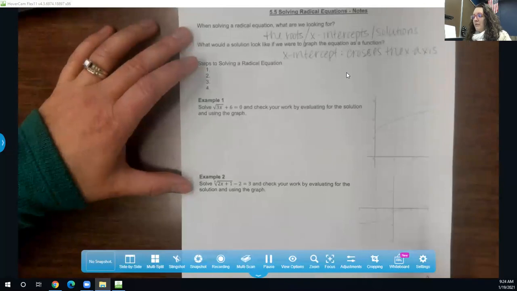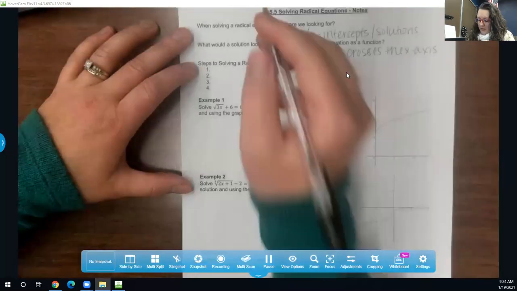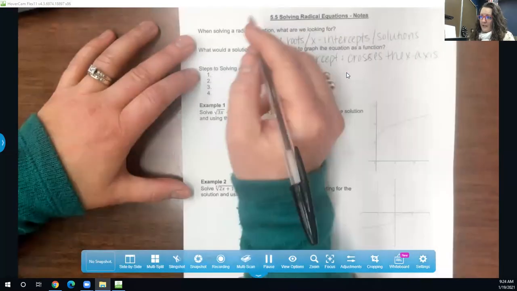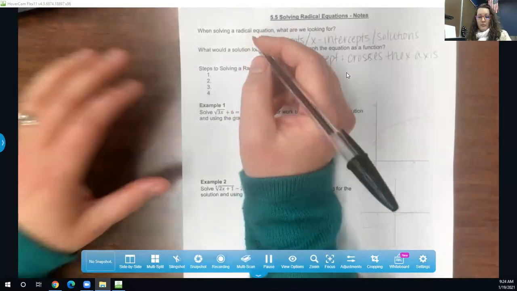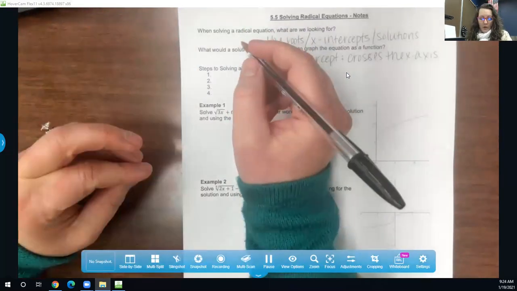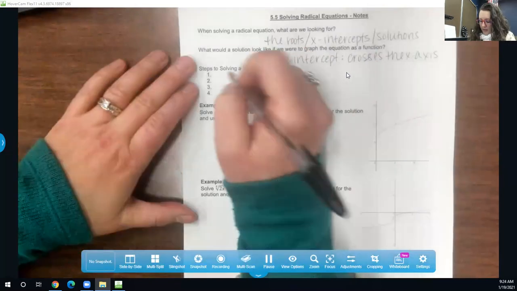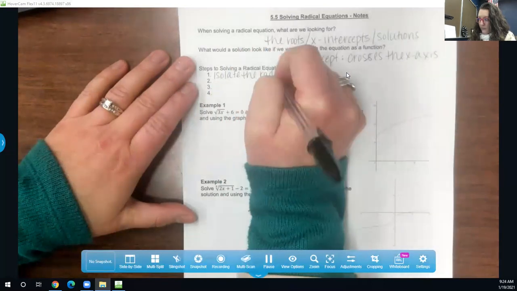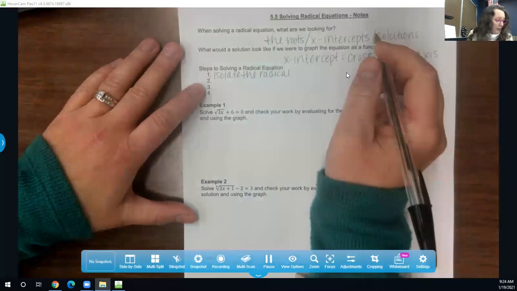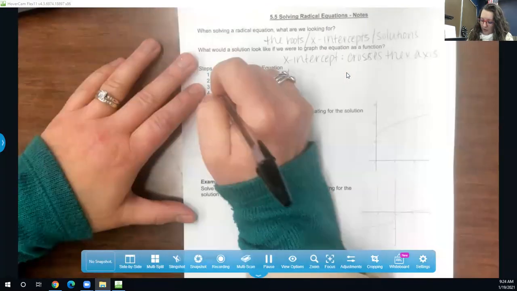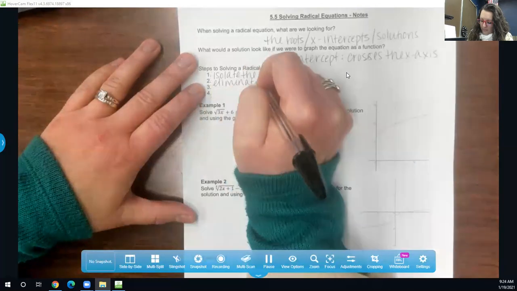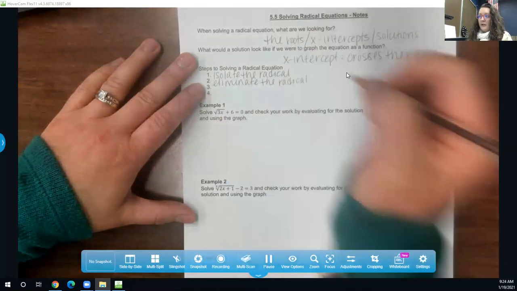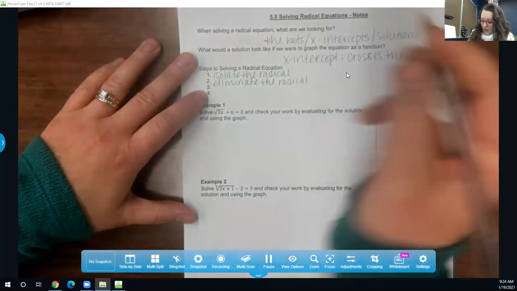So what are our steps to solving a radical equation? Let's talk about this because it's a little bit different than just solving your normal equation. We just have one added step here, and we have a step that's going to be very important for checking your work. So our first step is to isolate the radical. Our second step is to eliminate the radical using opposite operations, and we'll talk about what that looks like in a second. Number 3 is to solve for the variable.